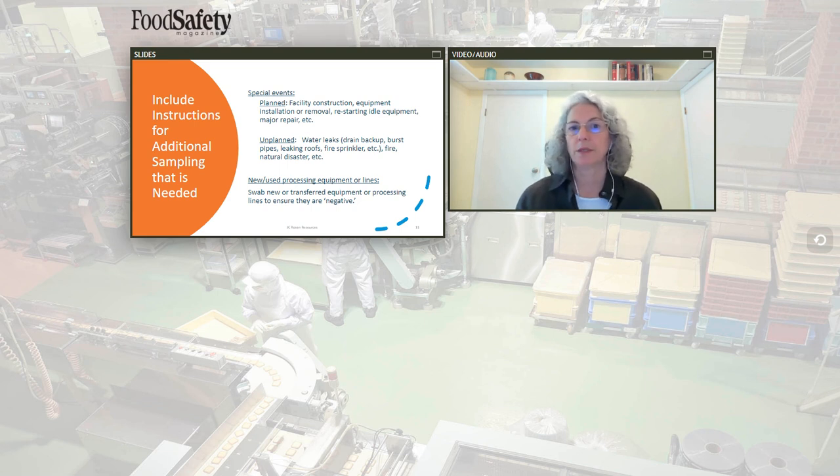Or unplanned events. As Bob mentioned, water leaks happen, drains back up, pipes burst in ceilings. Again, make sure you have something built into your plan, an outline at least of how you're going to address those situations. Also, as new or used equipment is being installed into the operations, or maybe you're transferring equipment from one facility to another facility, make sure that there are procedures for swabbing that equipment to make sure that it's negative, that they're not bringing a problem into your operation.